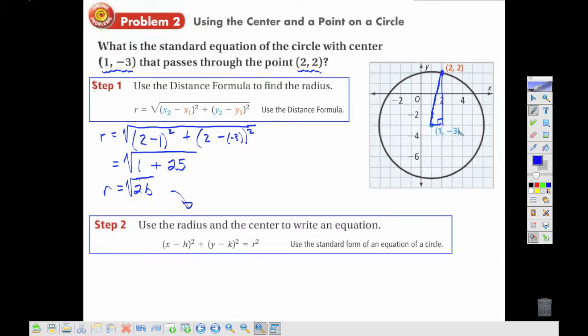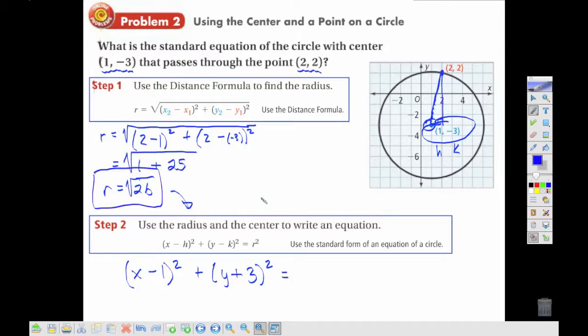I want to now write the equation of this circle, so I'll look again at my center point. This is my (h, k) right here. So h for x, k for y, and so x minus h, which was 1, plus y minus k. Here we have a negative 3, which will change this to a positive, and then equal to the radius squared. So here my radius is square root of 26, so radius squared would be 26.